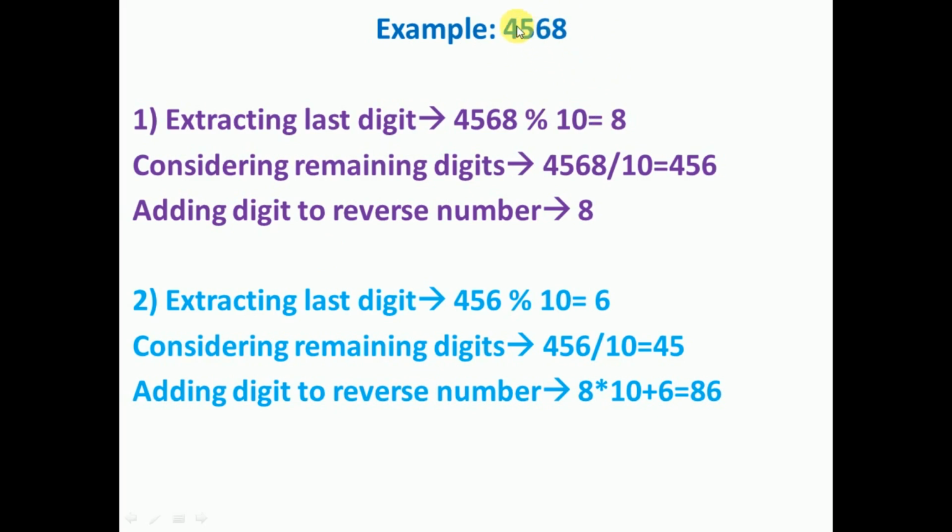Here in this example, 4568, if you want to reverse this, first you have to take 8. First you have to write 8. After 8 you have to write 6. After 6 you have to write 5, and after 5 you have to write 4. So if you reverse this number 4568, the reverse number will become 8654. Logically doing this is very simple, but how can you write a program to do this?